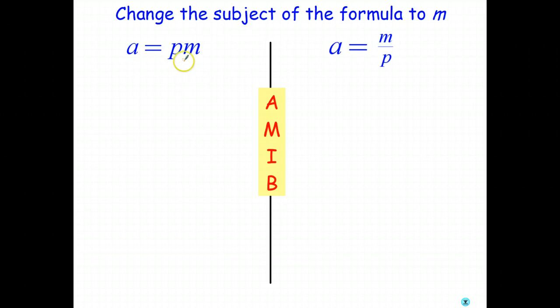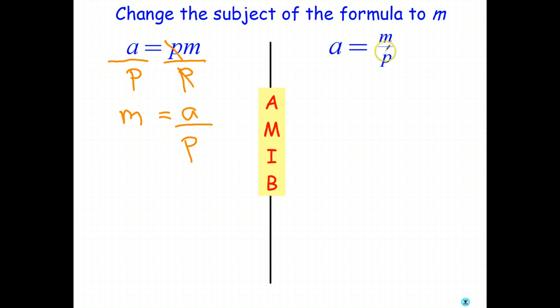I want to make m the subject, so I divide by the variable p on both sides. The p's cross out. That leaves m by itself, which I'll write over here. And m equals a over p.